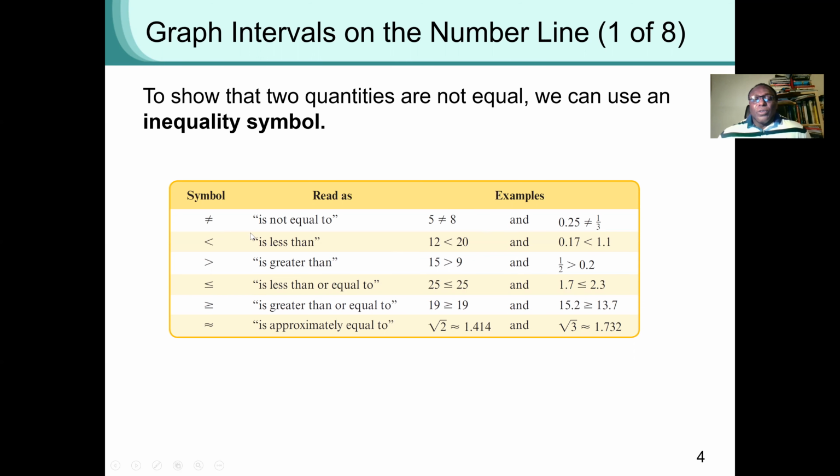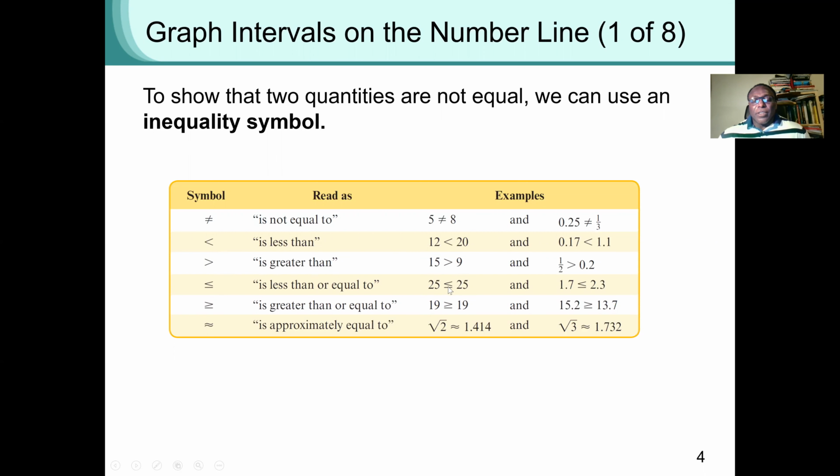For example, not equal. Example given here, 5 is not equal to 8. And also the symbol for less than, which is a left arrow. A good example is 12 is less than 20. We also have the greater than symbol, right arrow. 15 is greater than 9.